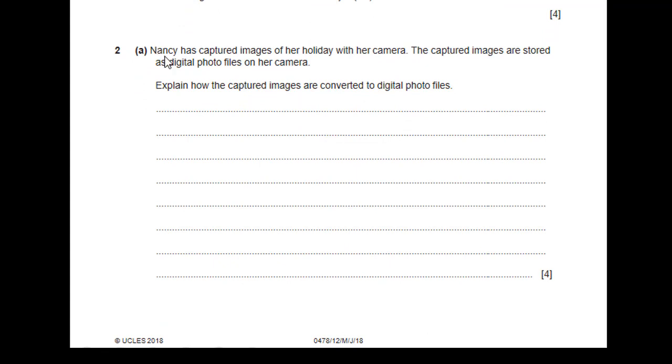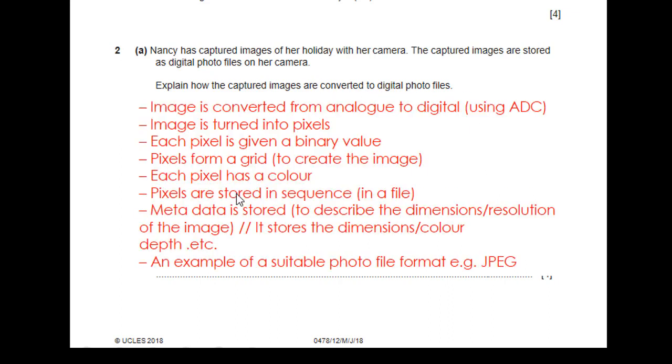This next question goes on to sticking with data representation, but looking at how images are stored. So here we need to list 4 points of how images are converted into digital photo files. So there's a clue of what you need to include with this word here, converted. So the first thing we need to mention is that there's a use of an analog to digital converter, converting the real world into a digital signal.